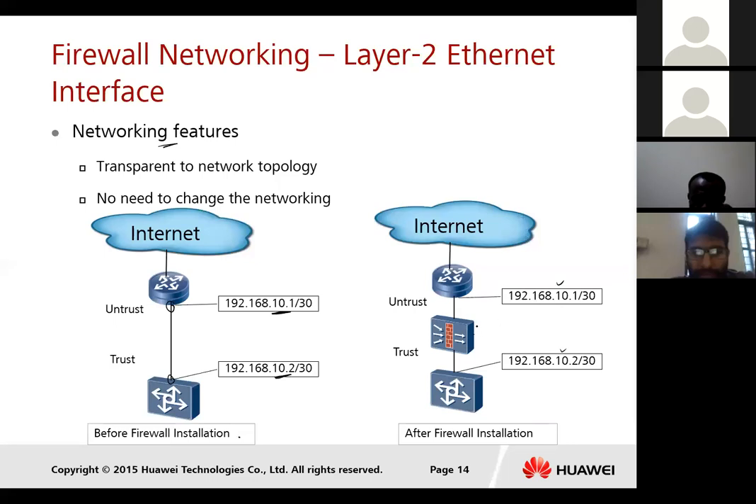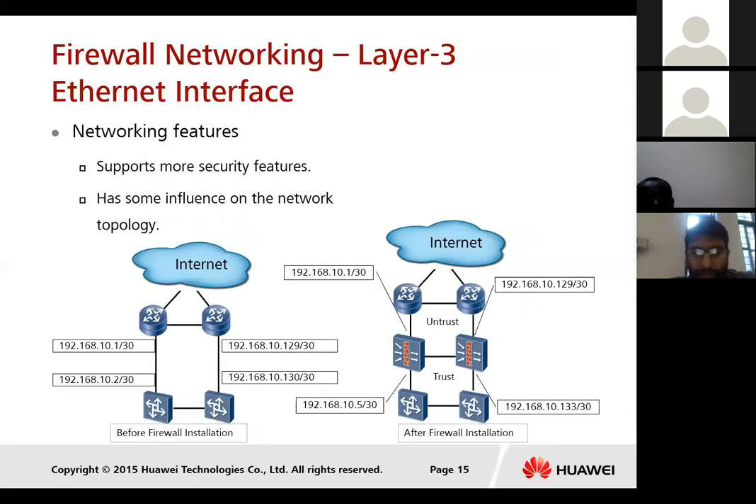So it means that right now this will act as a layer 2 firewall. It is just transparent. Whichever traffic goes across is transparent, but the firewall still performs all the checking. What you do not need to do here is change your networking under layer 2. But with the layer 3 Ethernet interface, you need more steps.